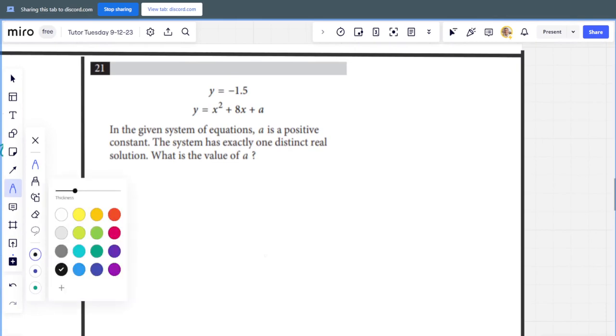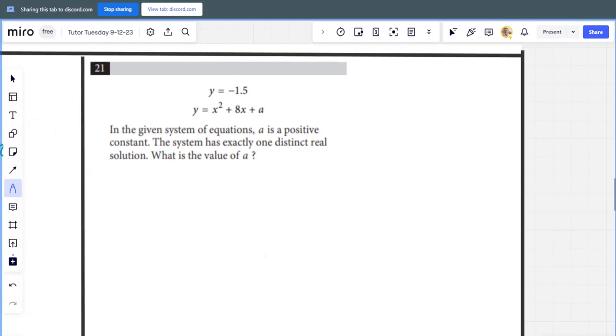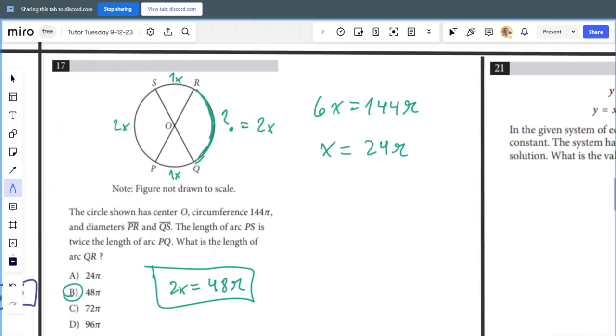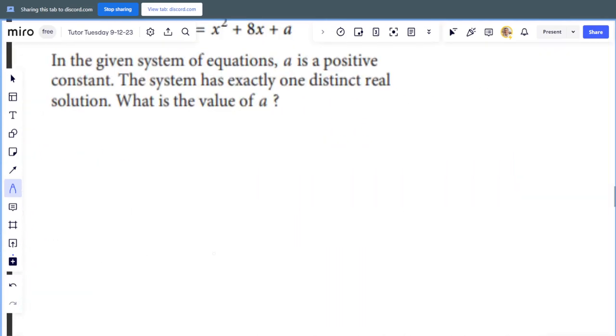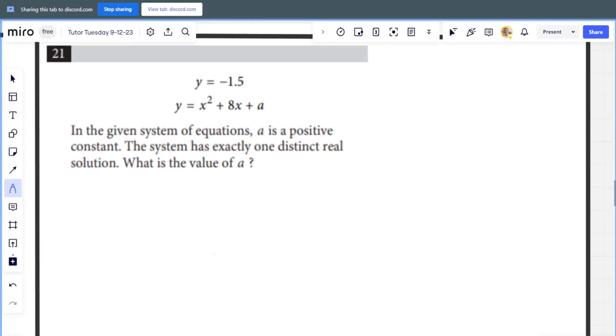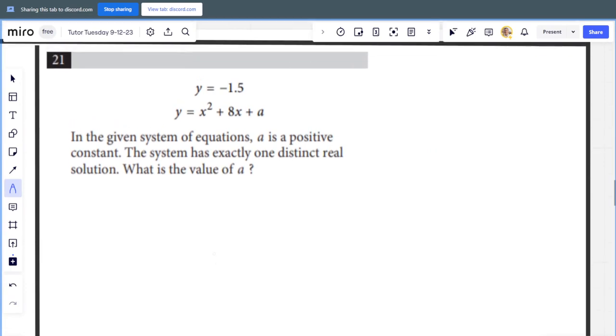All right, what have we got for our last warm-up problem? Number 21. Remember doing this one? Yeah. Nice. Number 21 says, in the given system of equations, a is a positive constant. The system has exactly one distinct real solution. What is the value of a?